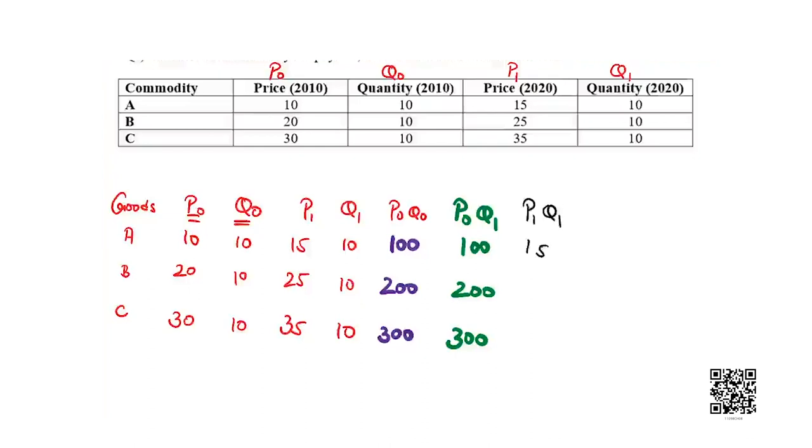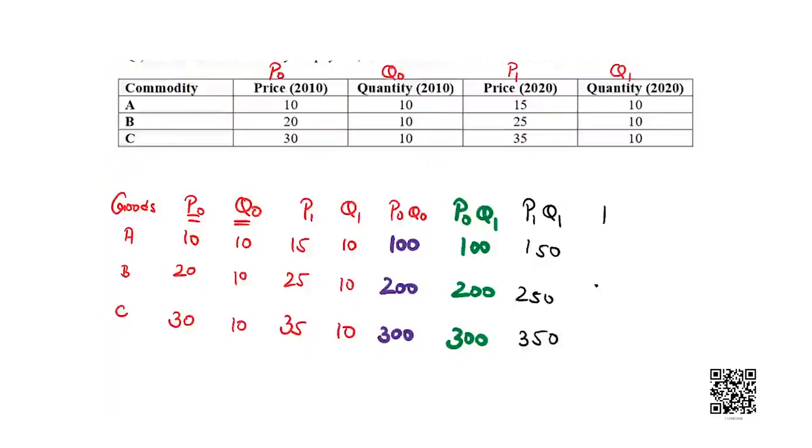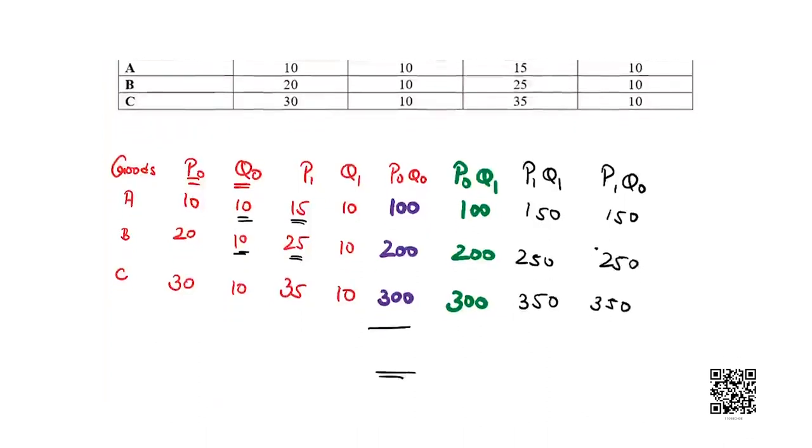Now let's calculate the values of P1 Q1. So we have 150, 250, and then 35 into 10, that is 350. Let's calculate the values of P1 Q0. So we have 15 into 10, which is 150, 25 into 10, which is 250, and 35 into 10, which is 350. So let's obtain the total of all these values. We get the total of P0 Q0 as 600, the total of P0 Q1 as 600, the total of P1 Q1 as 750, similarly, the total of P1 Q0 as 750.